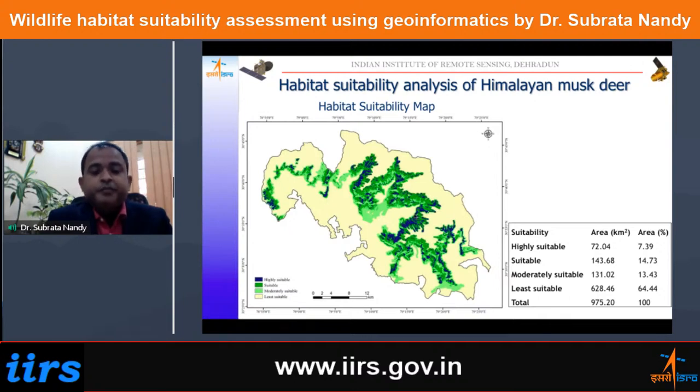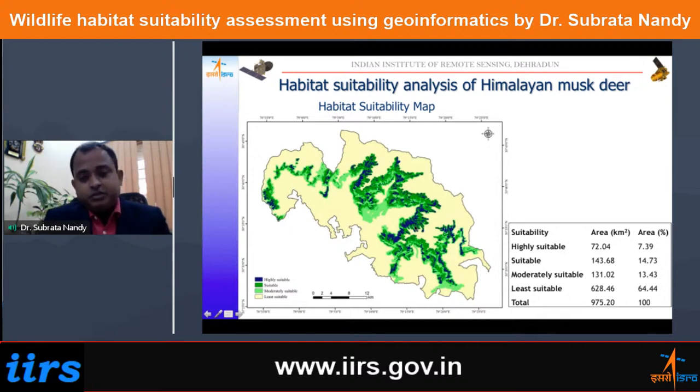So this can be suggested: development activity should not be carried out here. Maybe in these areas it can be carried out, but as a species it is very important. This is a Schedule I species, an endangered species. So development activity should not be allowed in these areas. It can be allowed elsewhere, but of course, here it should not be allowed.